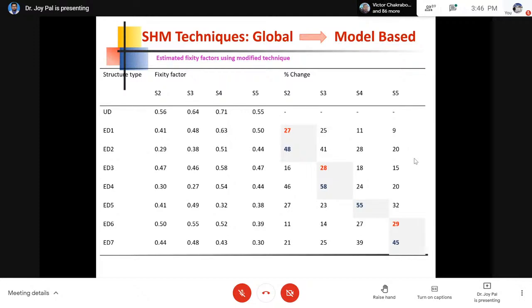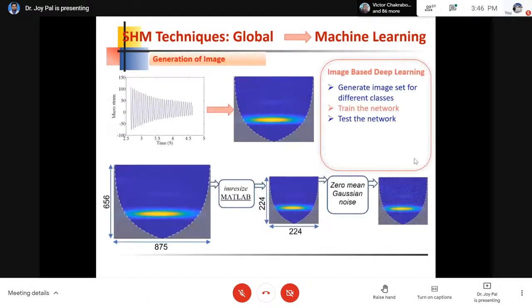So now, using the vibration based technique, some other types of studies are also there. At this moment, this is my research area, I am working in this area only, that is machine learning based techniques. Various machine learning based techniques are again there. So this is what I am considering, an image based deep learning technique I am currently considering.